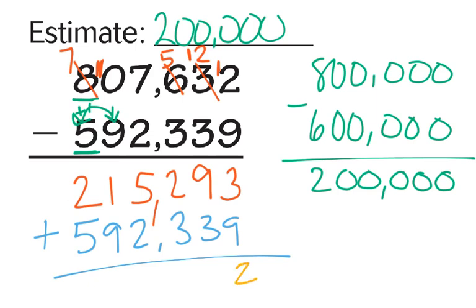Put my 2. Carry my 1. 9 plus 1 is 10. Plus 3 more is 13. Carry my 1. 2 plus 1 is 3. Plus 3 more is 6. 5 plus 2 is 7. 1 plus 9 is 10. And now I have 8. Let's look. 807,632. Yep, that is the same. You can always check with addition.